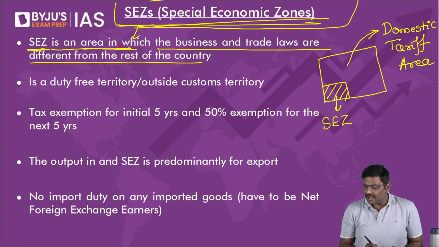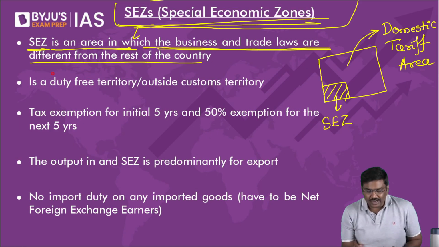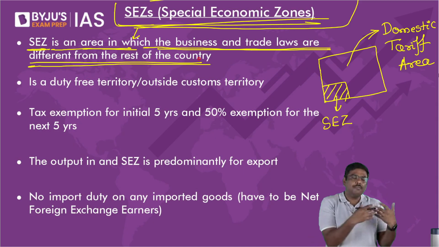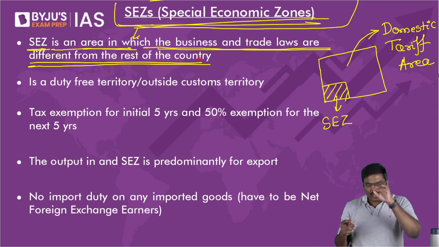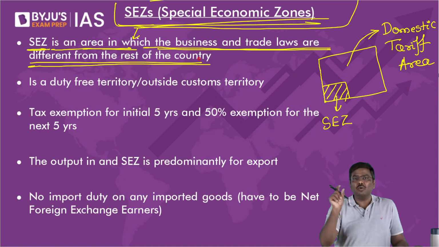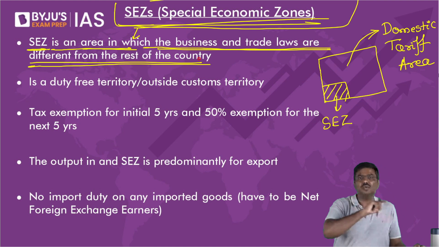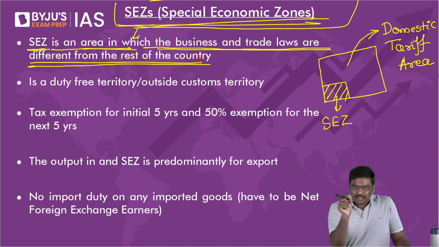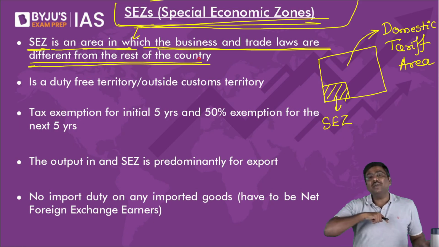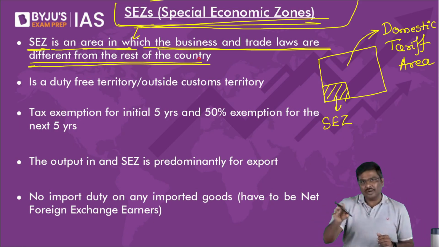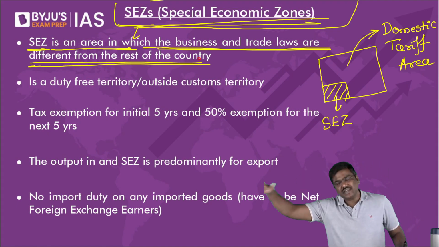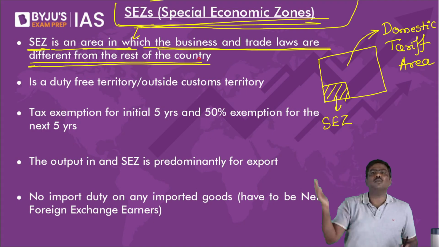SEZ is an area in which the business and trade laws are different from the rest of the country. Laws are applied differently. Why? Many of you will ask me, sir, why is that so? The reason is that the government of India will promote SEZs in order to promote exports. The idea is to promote more and more exports. In order to make exports more competitive, the government will say, whatever you are going to import, on that I will not impose taxes, so that you can export more and more.